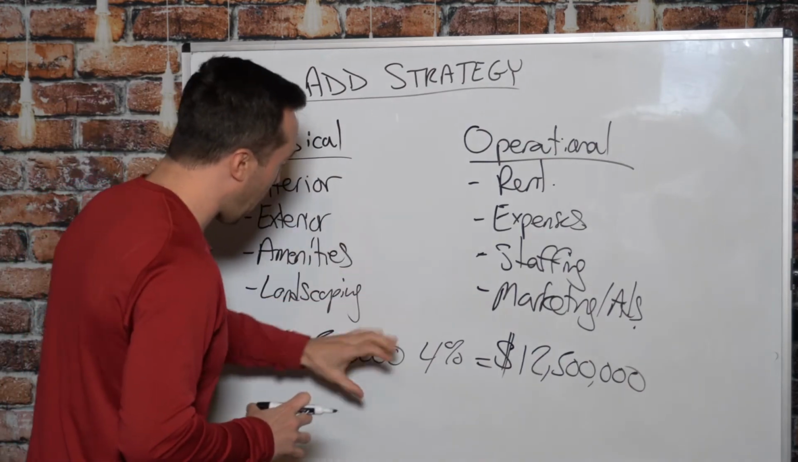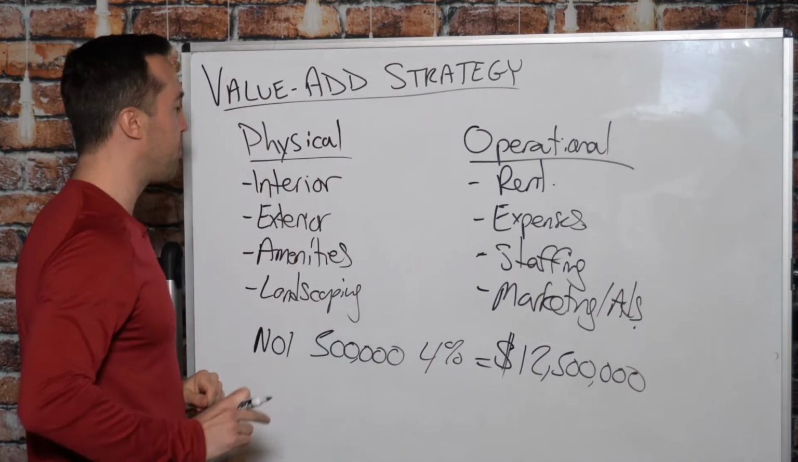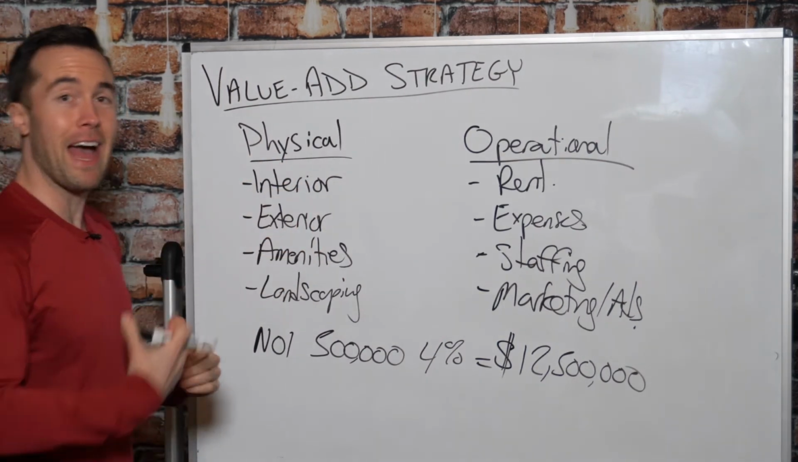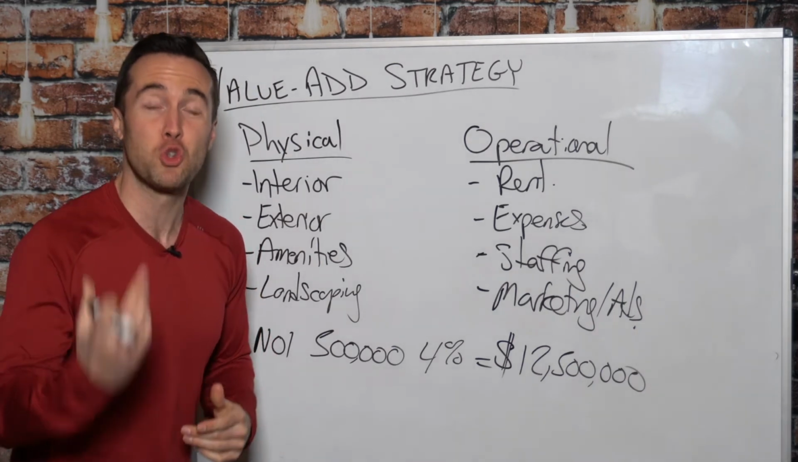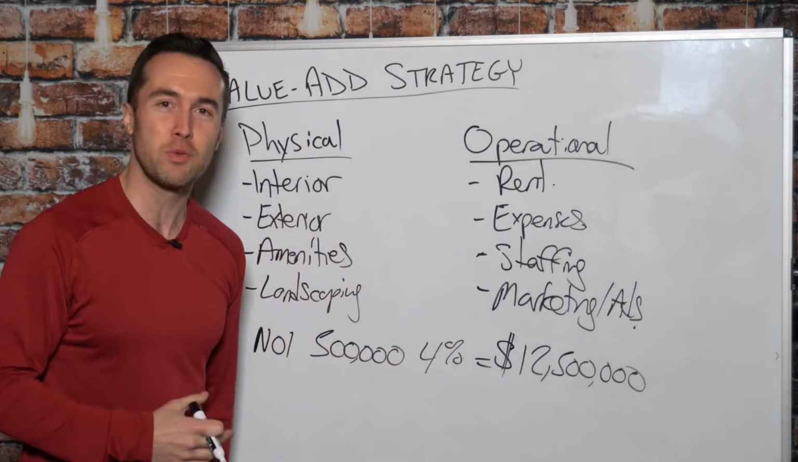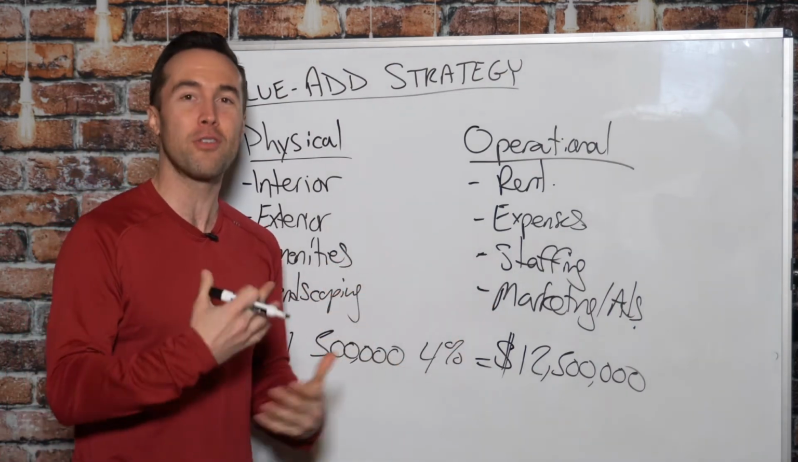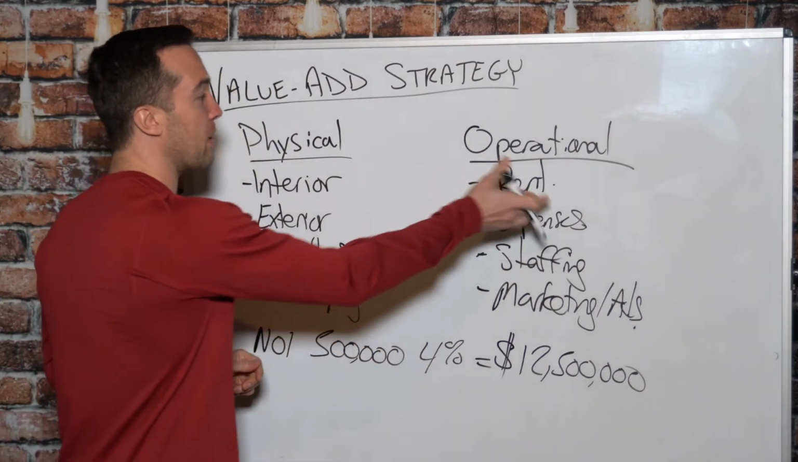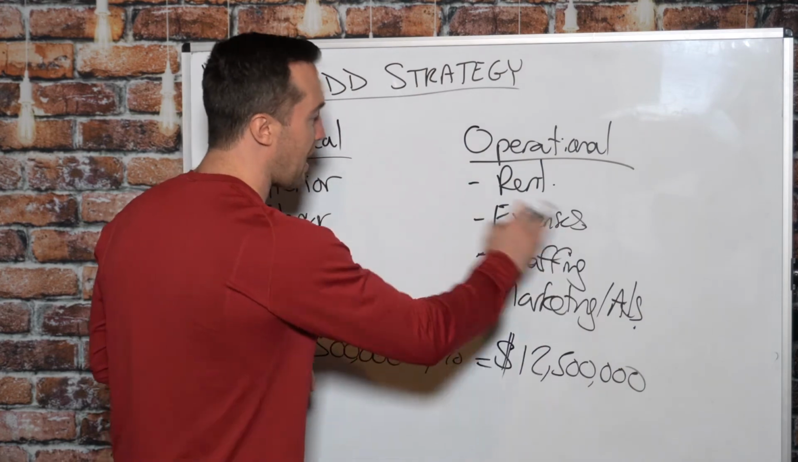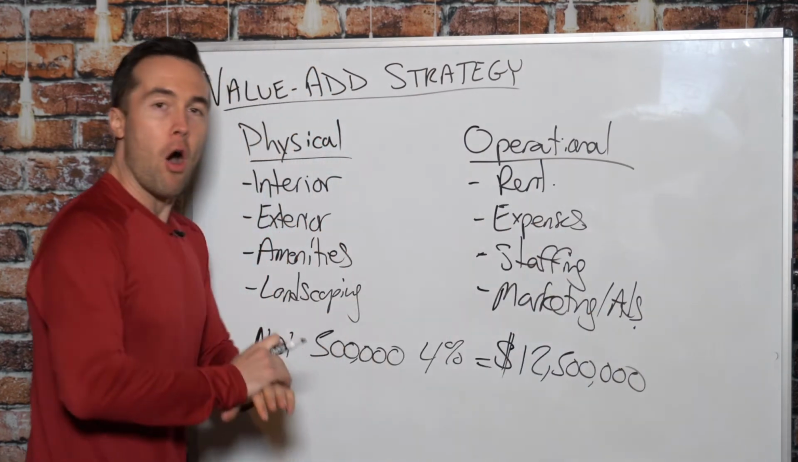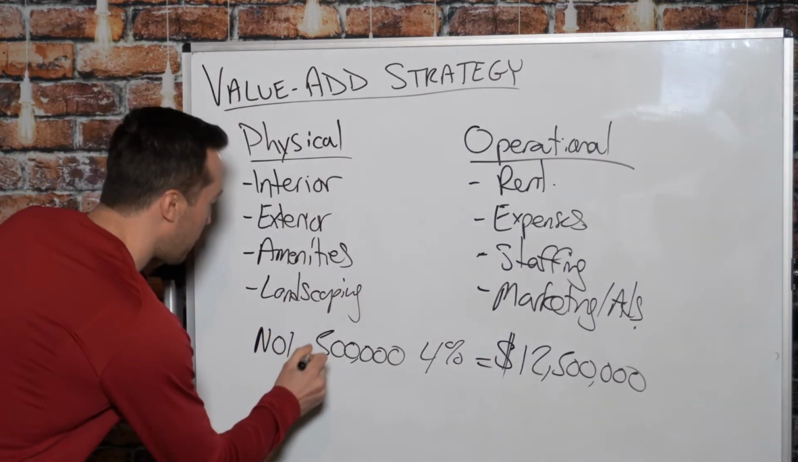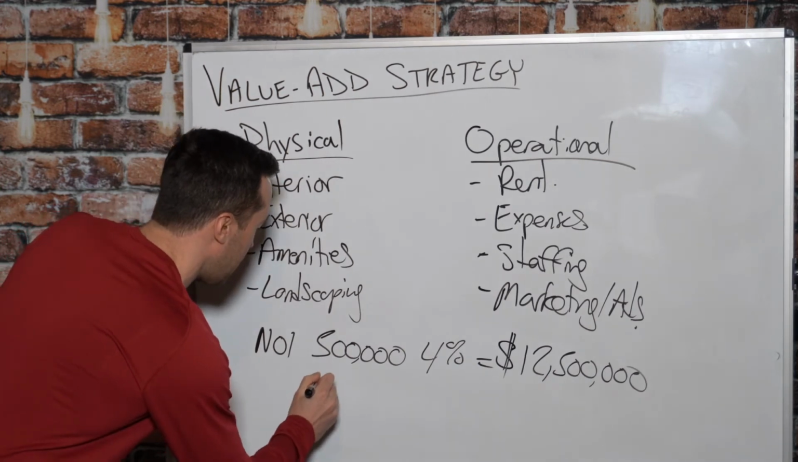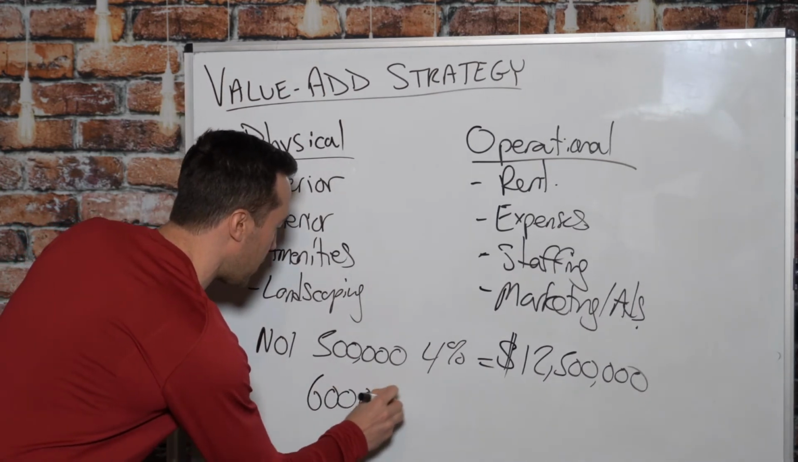Now, let's say we acquired this property and we did some physical improvements, we did some interior renovations, worked on the exterior, added some amenities, maybe added a gym, maybe some storage, trash pickup, that's a service we can offer, covered parking, these are other things you can add. We improved the landscaping, the signage, the branding of the property. We increased the rent, optimized our expenses, made sure the staff was doing really well, and worked on our marketing. All of those things combined, we're able to increase the NOI of the property by $100,000 in 1 year. So now our NOI is $600,000.